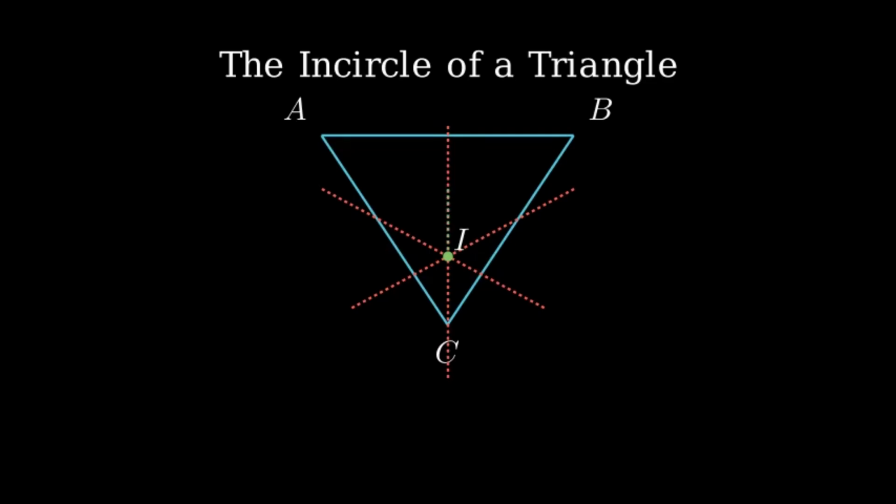From the incentre, we draw a perpendicular line to any side of the triangle. This length is the radius of our incircle. Finally, we can draw our incircle. This circle will be tangent to all 3 sides of the triangle. The incircle is the largest circle that can fit inside the triangle while touching all 3 sides.